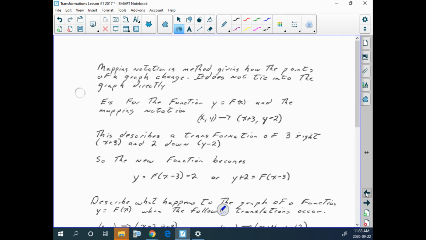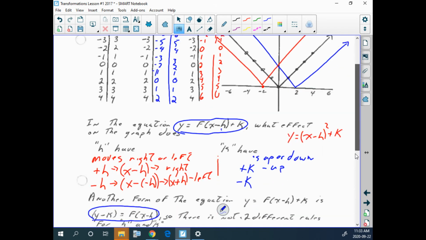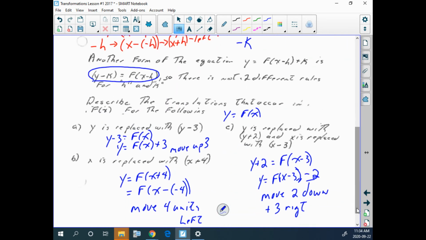Okay. Now, I call this function notation. I'm sure it's called function notation because the function is part of it.